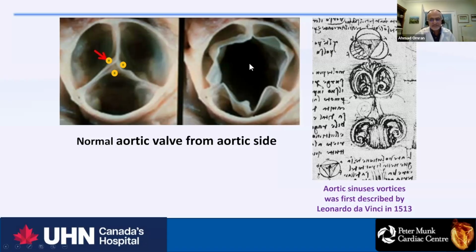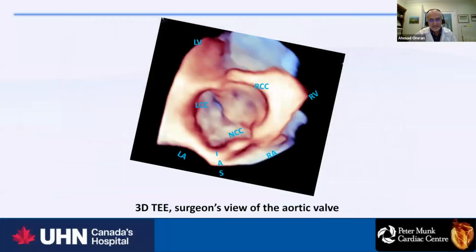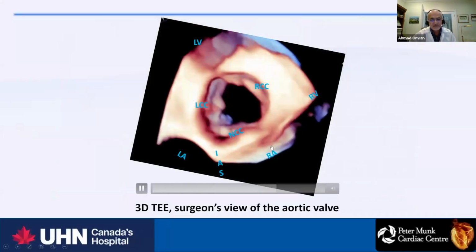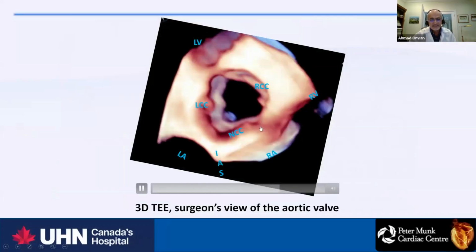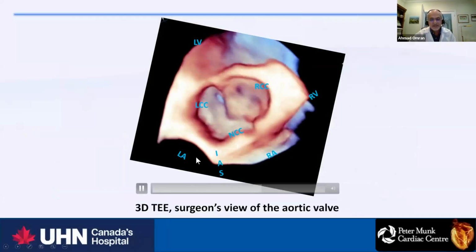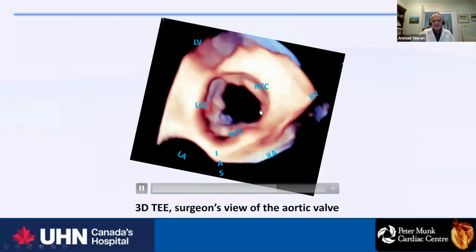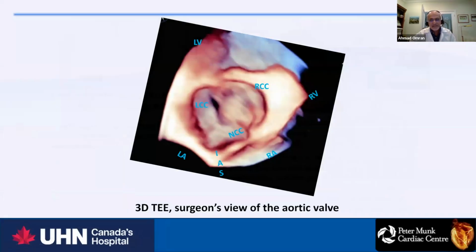And this is the valve during the systole. Surprisingly, this valve was described by Leonardo da Vinci in 1513. And he drew this nice picture of the sinus of Valsalva and the vortex of the sinus of Valsalva. And now we have 3D technology to show that aortic valve as we are seeing in the anatomic specimen. The non-coronary cusp is always below because the surgeon is standing here. So this is the surgical view from the aortic side: non-coronary cusp, right coronary cusp, left coronary cusp. This type of picture is not possible in every patient. Maybe 50% of the time we can get it.